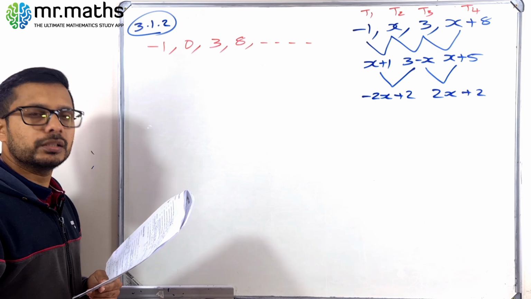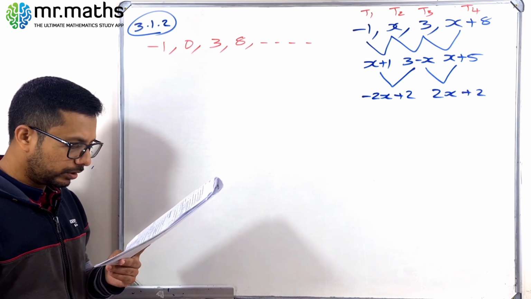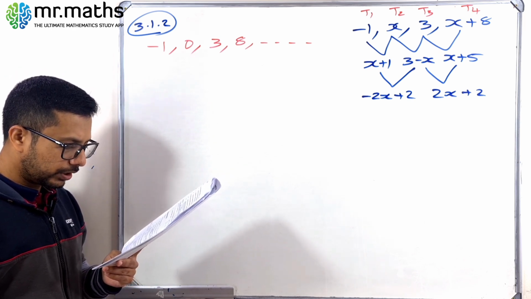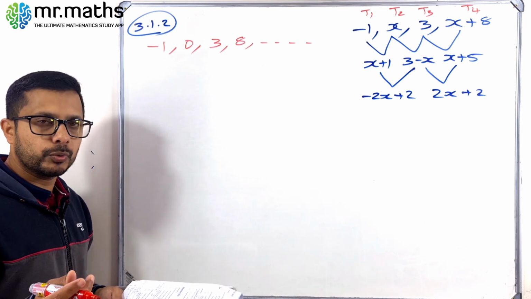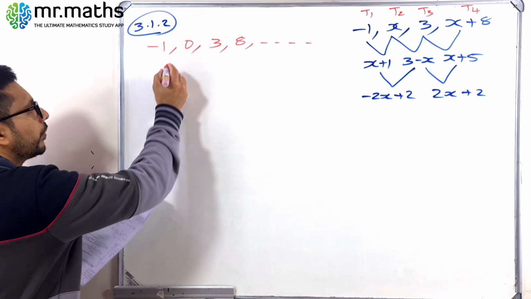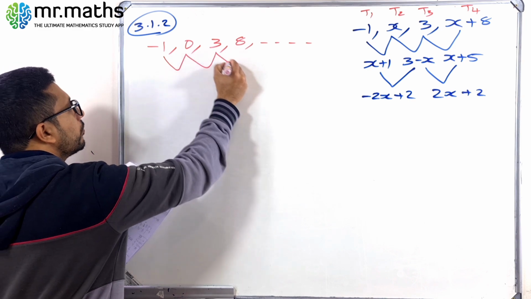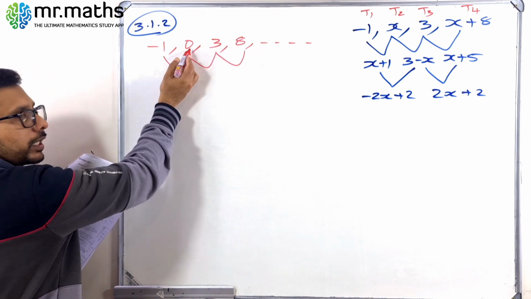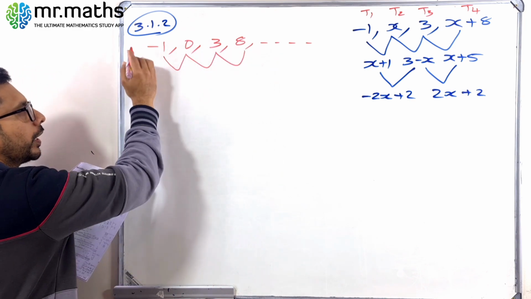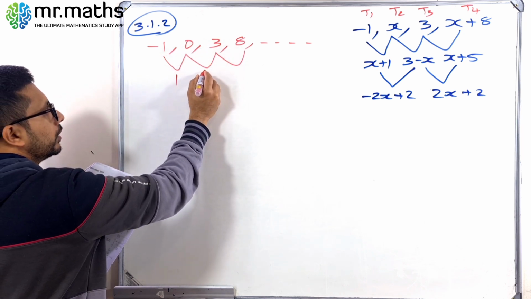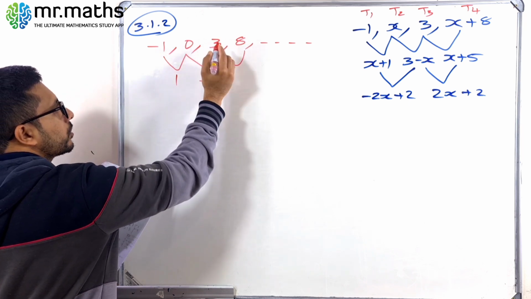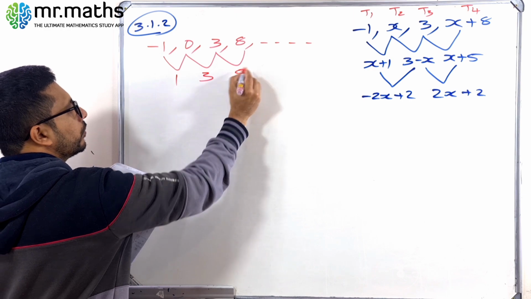Okay, then they are talking about the first difference. That means they are talking something about the first difference. So let's try to find the first difference. How can you find the first difference? Second term minus first term. 0 minus minus 1, that is 1. 3 minus 0, that is 3. 8 minus 3, that is 5.